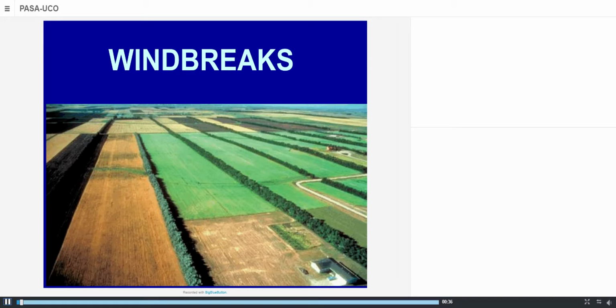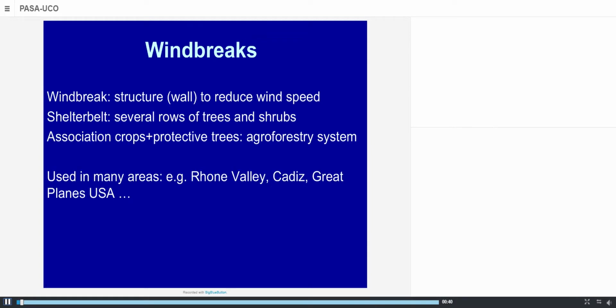Let's start with windbreaks. A windbreak is any structure designed to reduce wind speed. In principle, it is any type of wall, more or less permeable. Sometimes we talk about shelter belts as a specific case of windbreaks where we put several rows of trees and shrubs.